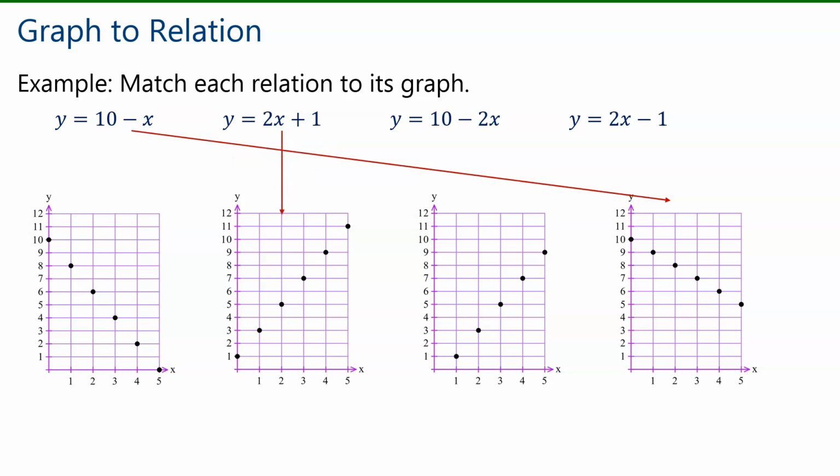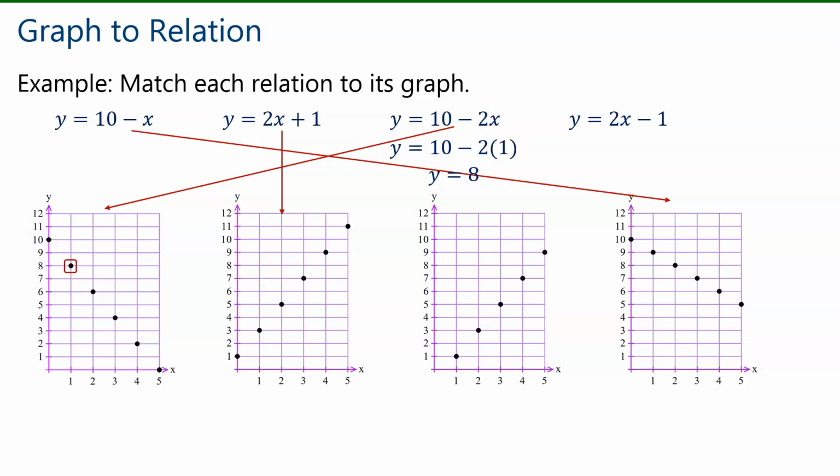Now for 10 minus 2x, let's go ahead and replace x with 1. So 2 times 1 is 2. 10 minus 2 gives me 8. So I'm looking for a graph that has a y value of 8 when x is 1. So between the 2 choices, you'll notice that that corresponds to this graph right here. So I'll draw a line.